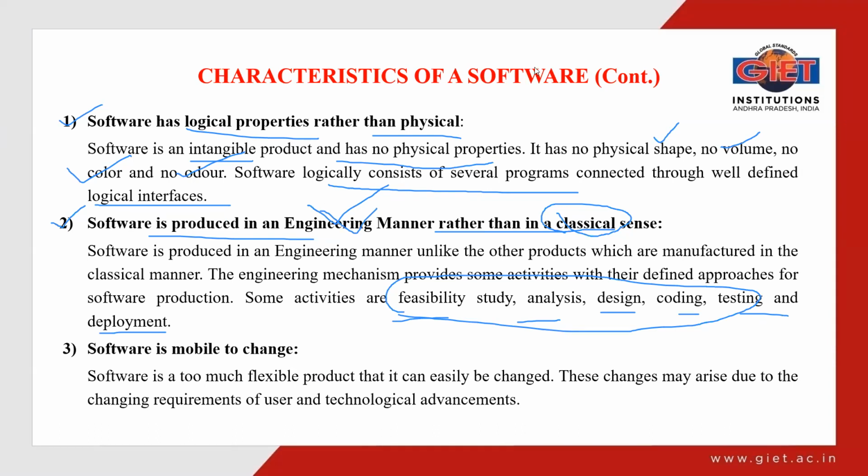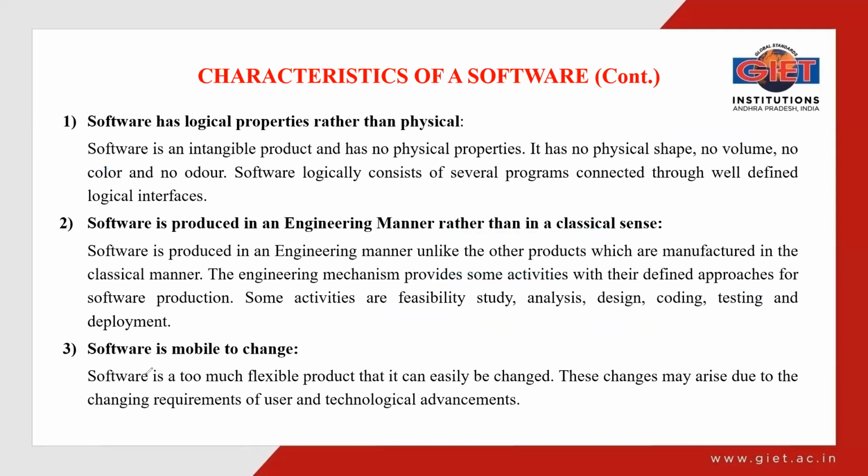Okay. The next one is software is amenable to change. What is software? It's a collection of programs. If you update the program, the software will be updated. So that is what it means that software is amenable to change. It's a very flexible product that can easily be changed. These changes may arise due to changes in the requirements of the customer and technological advancements. The customer requirements change day to day, and technological advancements have increased. So based on these, we can say that software is amenable to change.